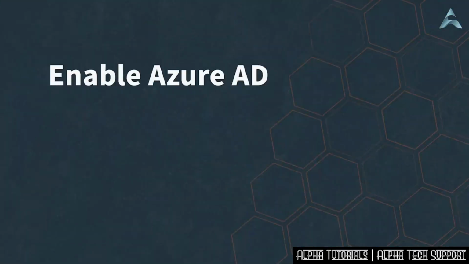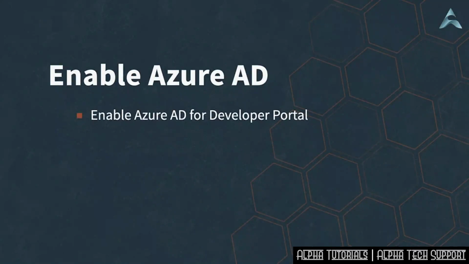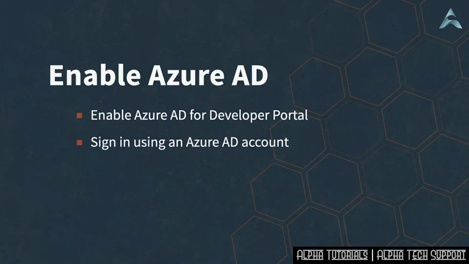In this challenge, I would like you to enable Azure Active Directory authentication for our developer portal. First, make sure that Azure Active Directory is configured and then sign in using an Azure Active Directory account. Once you are done, join me in the next clip to go over the solution.